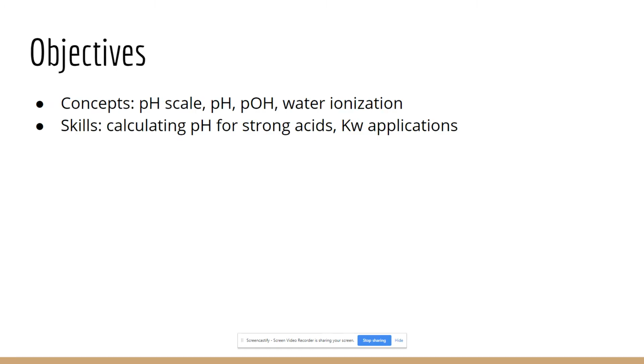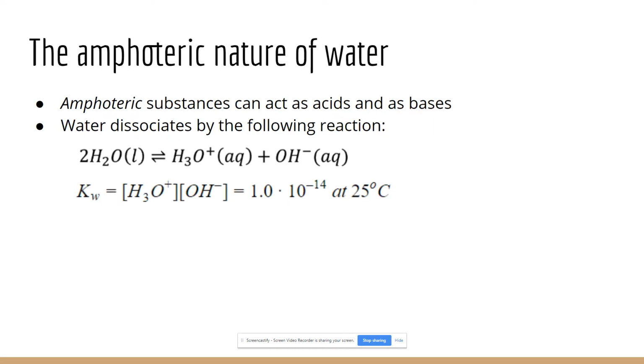Here are our objectives for today's video. Pause here. Some substances can act both as acids and as bases. Water is a perfect example of this. Water is approximately just as good of an acid as it is a base. Not all amphoteric substances are like that. Ammonia is like that, but it's a much better base than it is acid. But we're just going to focus on water.